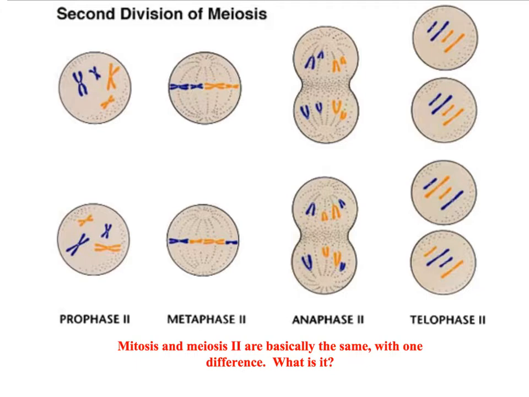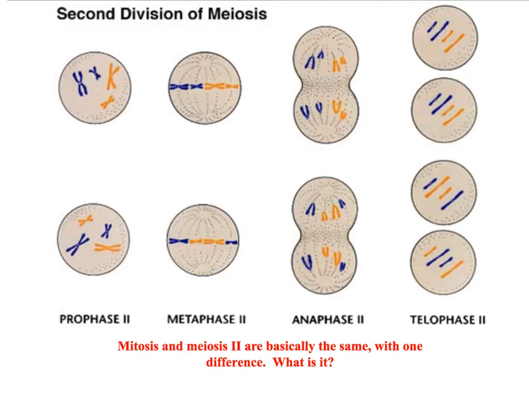So the second division is the second division of the nucleus. This time, notice there is no interphase because DNA has already been replicated in the first interphase, and the goal is to end up with cells that have half the genetic material. So if it replicated now, that goal would not be achieved. So there is no interphase in between the first division and the second division.